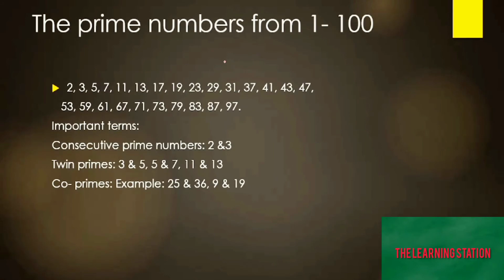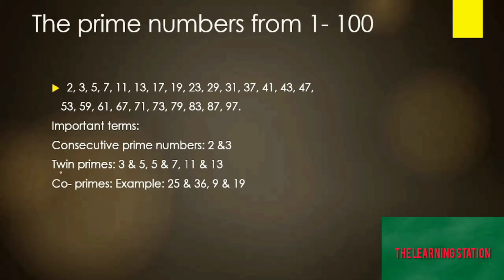Let's move ahead. The prime numbers from 1 to 100. This is the list of prime numbers from 1 to 100. If you want, you can copy that somewhere. Now there are some important terms which would be asked through questions. That can be, what are consecutive prime numbers? Consecutive prime numbers means those which come one after the other. And from 1 to 100, the only consecutive prime numbers are 2 and 3, because they are the only numbers which come one after the other.